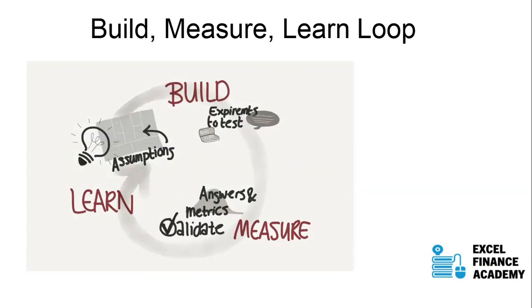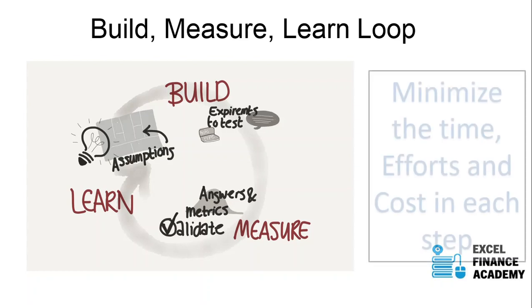First, we have certain assumptions. We build the product. We build the experiments to test. We measure. We validate against the metrics, and then we learn. If our learnings are not good enough, then we go back. If the product is successful, we go on to test other assumptions. We go on to build the product more, and then we continue the process again and again.